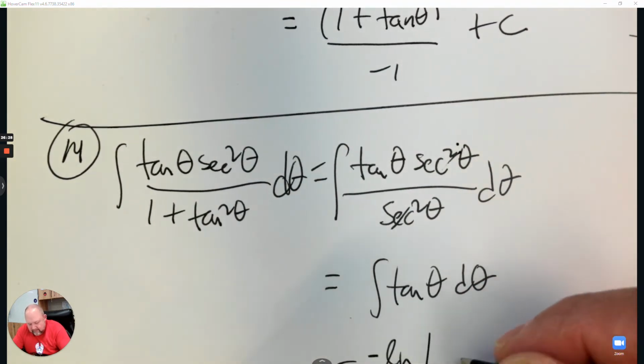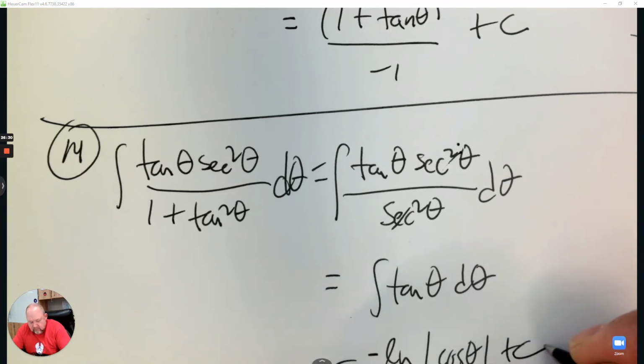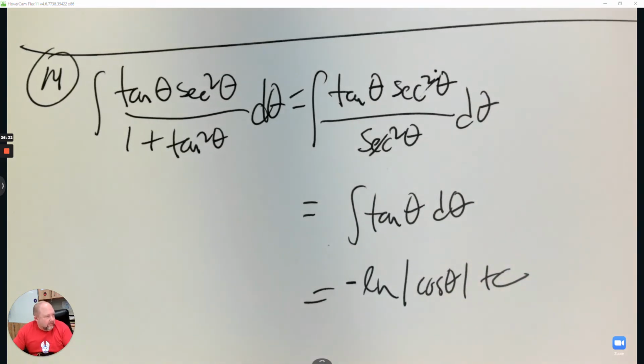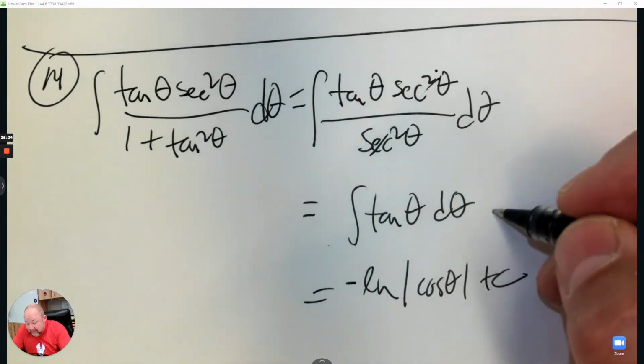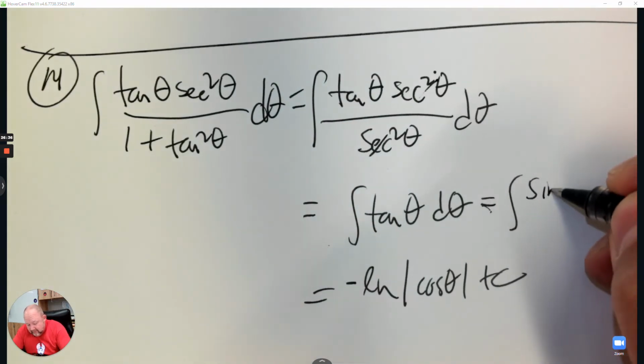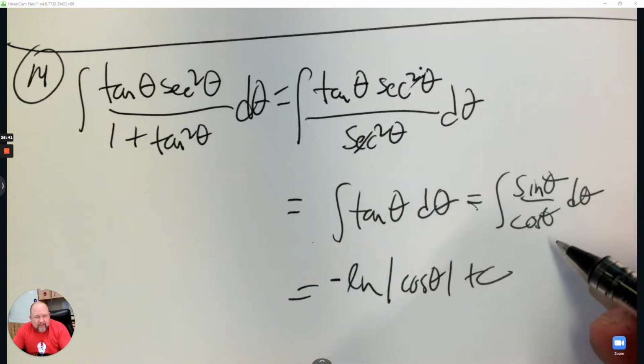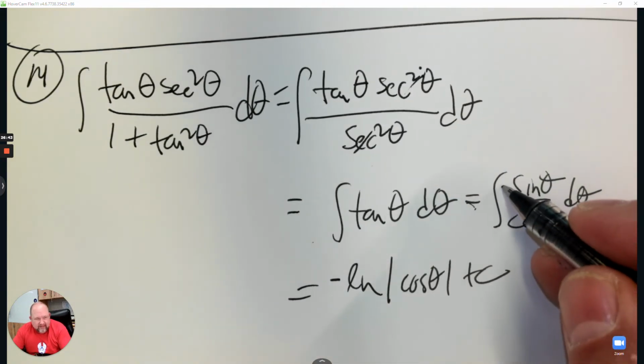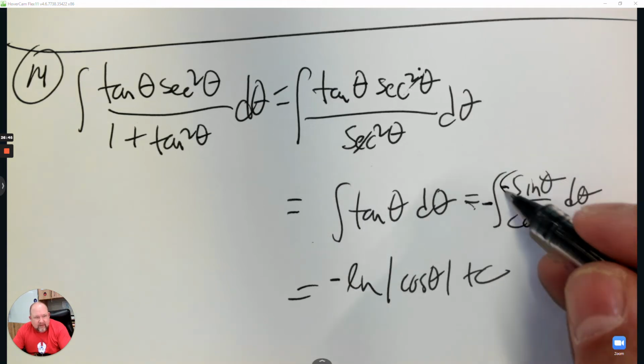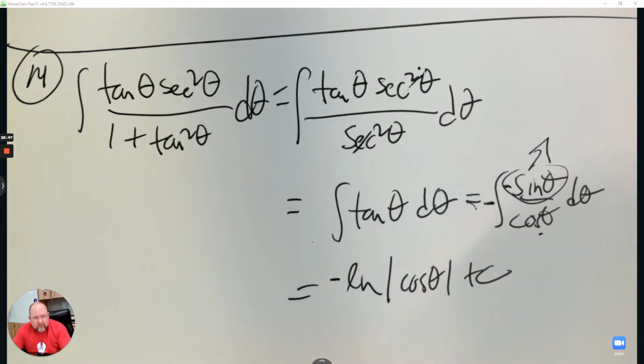It's a negative one. It's a rule. And it's negative ln cosine theta. If you forget that rule, you could write it as sine over cosine. That's where it comes from. And then the derivative of cosine is negative sine. So then ignore the hook, and it's a logarithm with the denominator. Same thing.